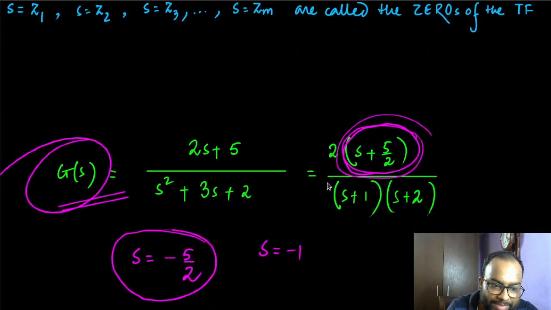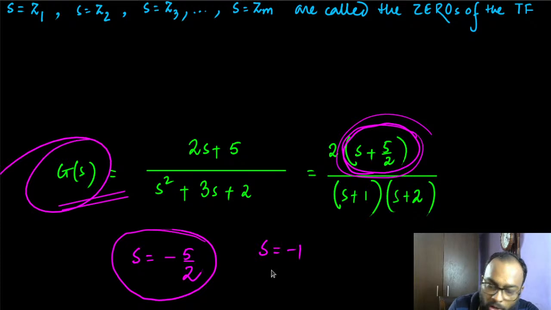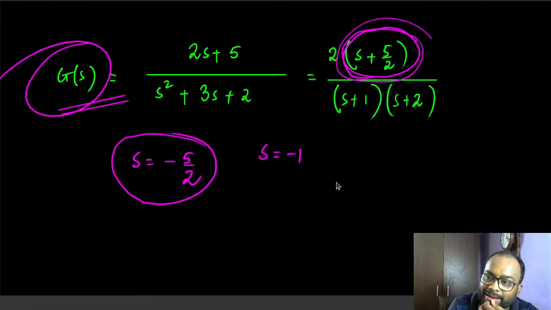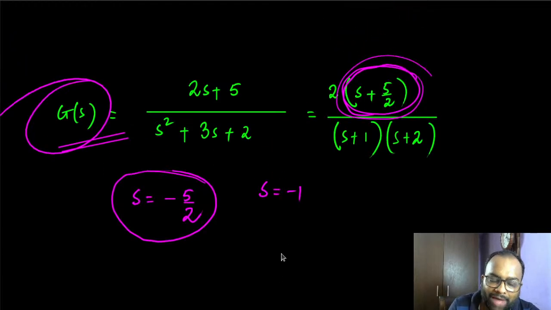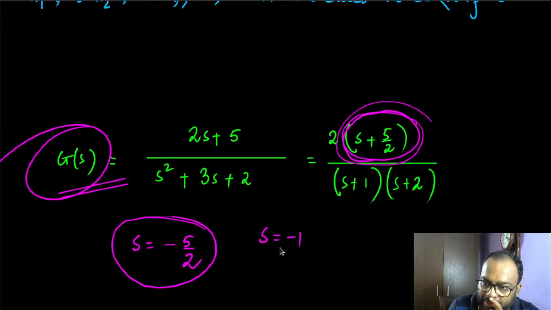So anytime that happens, we call it a pole of the transfer function. Now what is a pole? It's called a pole, and this name actually came from a very interesting thing in complex analysis.